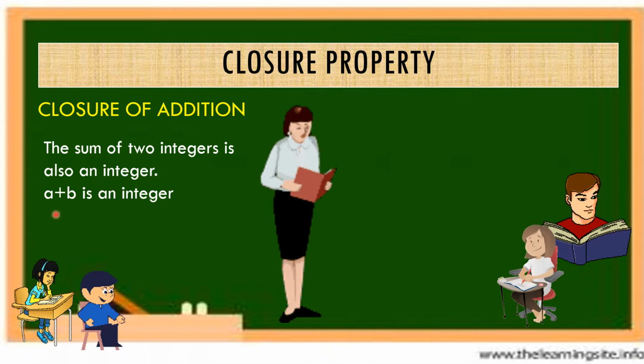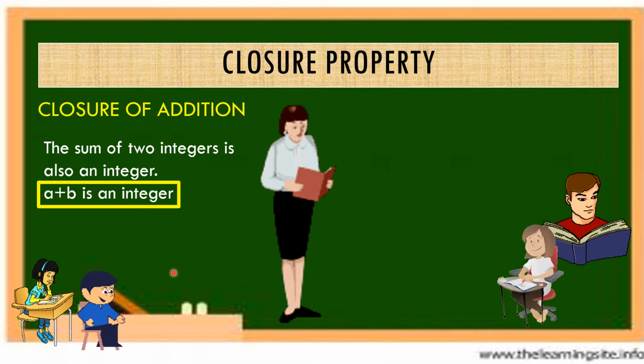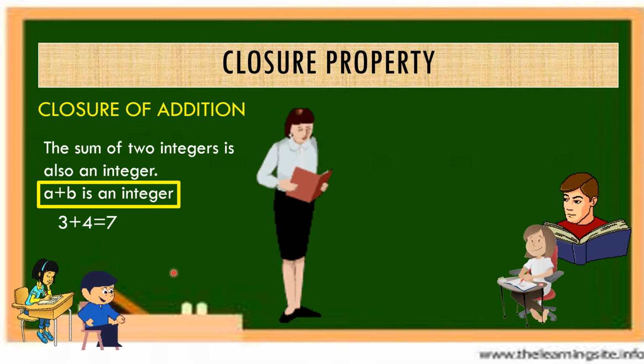Ang ibig sabihin nito, pag nag-add tayo ng dalawang integer, ang sagot ay integer pa rin. A plus B is an integer. Halimbawa, 3 plus 4 equals 7. Ang 3 at ang 4 ay integer, at ang sagot na 7 ay integer pa rin. So, A plus B is an integer.